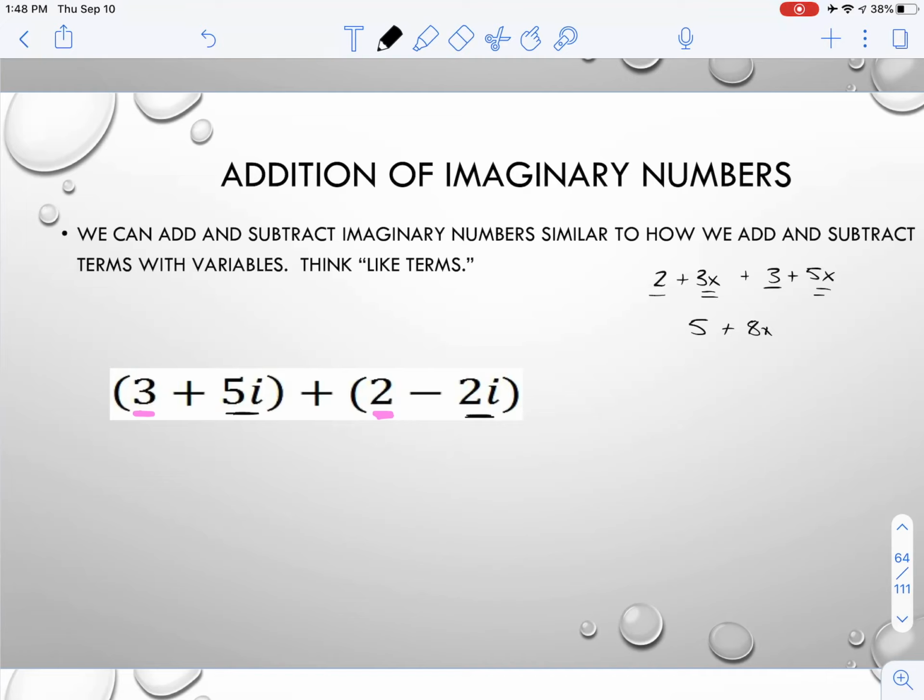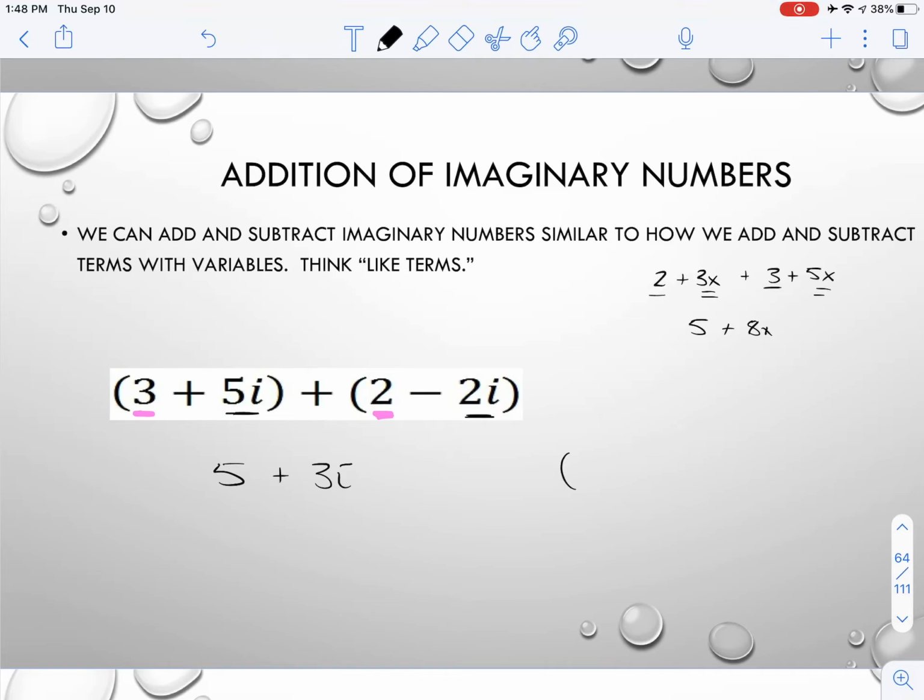Same thing's going to happen here. I'm going to add my real components together. 3 plus 2 is going to give me 5. Then my imaginary components, 5i minus 2i, is going to give me positive 3i. Okay. Same thing happens if I am subtracting imaginary numbers.